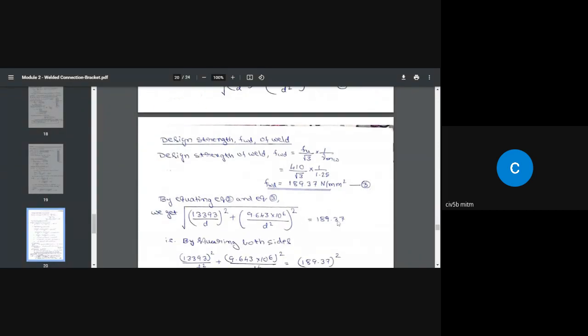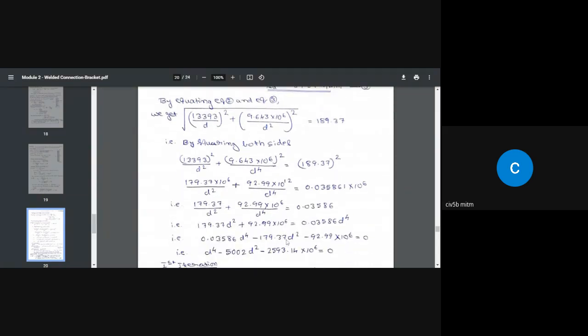So we get this equation, square it. Look here, we got a fourth degree equation, d to the power of 4. This is going to be painful. So how to solve this? We are going to solve this through the process of iteration.